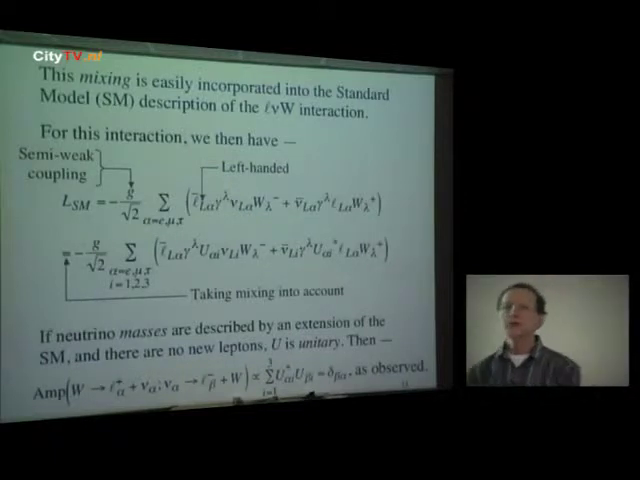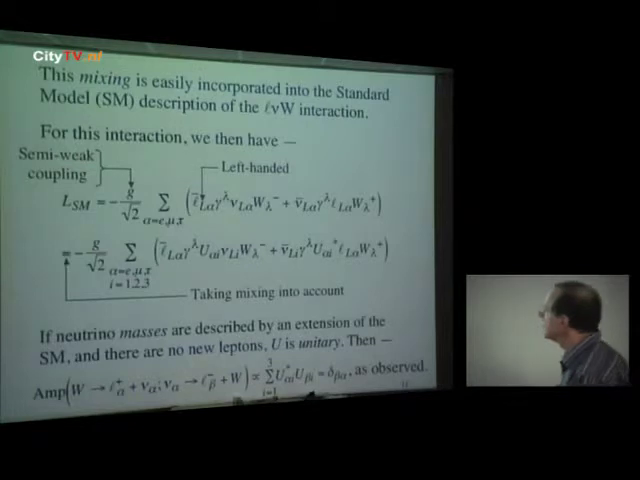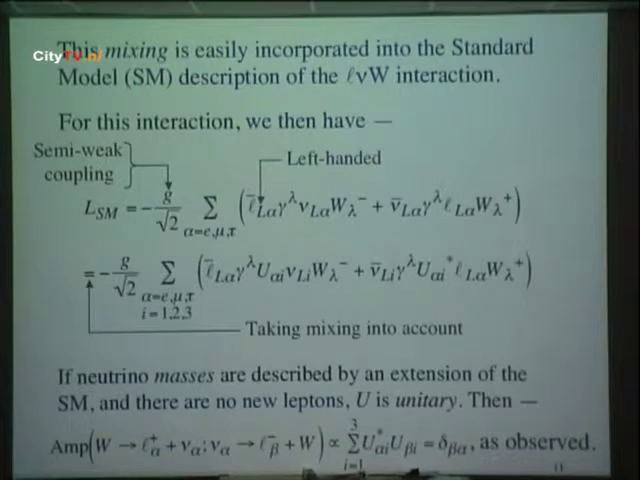Now, there are no neutrino masses in the standard model. When the standard model was written down, it was assumed that neutrinos have no mass. No mass was known at the time. Now that we know that they do have non-zero masses, we have to try to understand those in some way that goes beyond the standard model. If neutrino masses are described by the most straightforward extension of the standard model, and there are no new leptons beyond the ones I've been talking about, e, mu, tau, nu 1, nu 2, nu 3, only 3 of them.